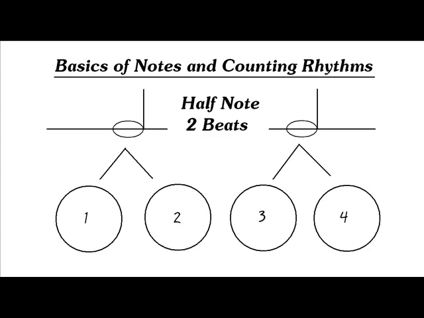Now you see 2 half notes. Each half note receives 2 beats, making a total of 4 beats. It should be clear where each of the 4 beats belongs. This measure would be counted 1, 2, 3, 4.